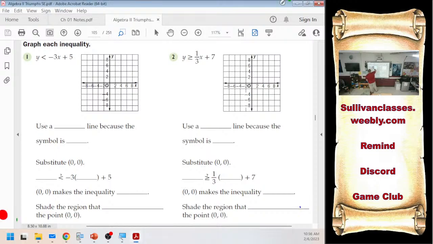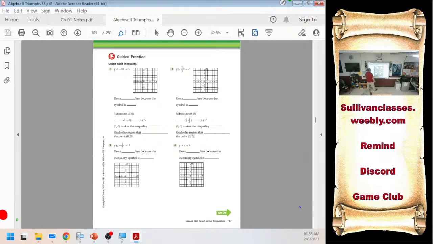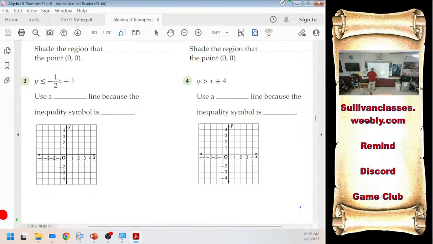Who sees it and is already freaking out? Come on. There you go. I know someone in here is twitching because of that dot. Bottom right. Use solid. The inequality symbol is or equal to.